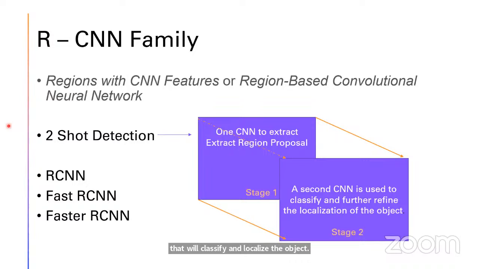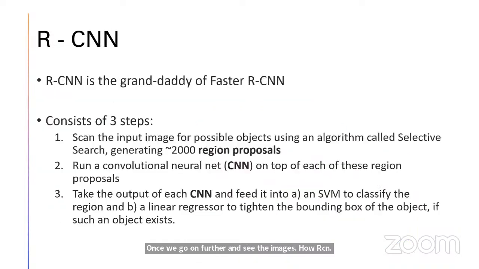You will know what exactly these two stages are once we go further and see the images of how RCNN or Faster RCNN structures look, right? The first member of this RCNN family is RCNN, the granddaddy of Faster RCNN, right? So how exactly does this RCNN network work? This RCNN network works in three steps, right?